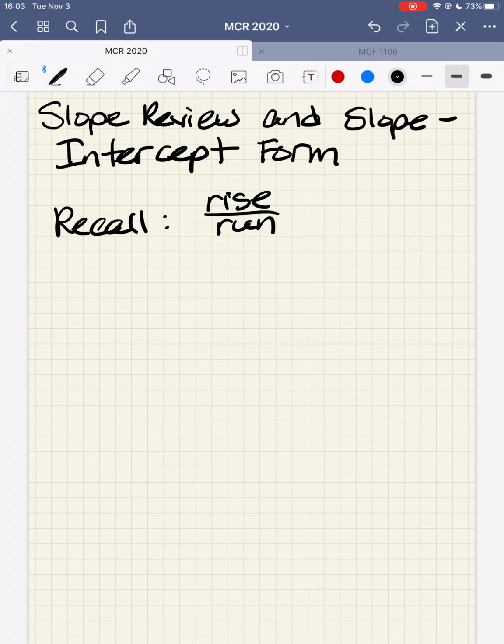We also talked about how we could calculate it mathematically using a formula, which is y2 minus y1 over x2 minus x1. Given any 2 points, I can find the slope of the line that it represents. Obviously, I don't want to use a third point, right? The other thing we want to talk about is this idea.